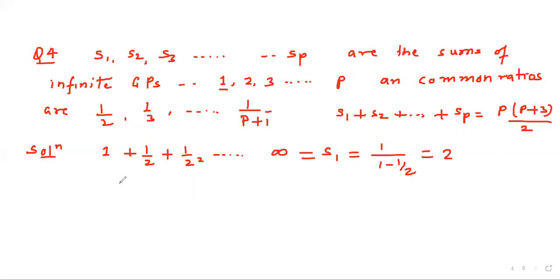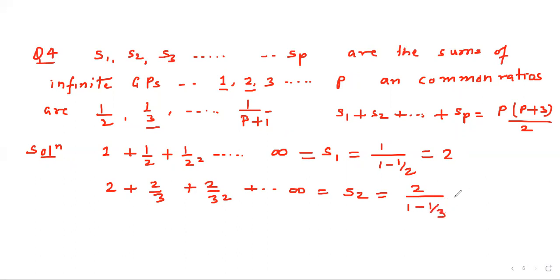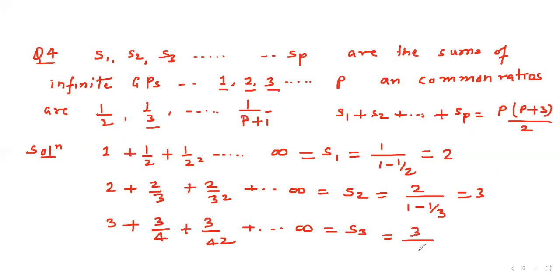Now, S2 has first term 2 and common ratio 1 upon 3. So 2 plus 2 upon 3 plus 2 upon 3 square plus dot dot to infinity, which is equal to S2. And here it will become 2 upon 1 minus 1 by 3, and that will give 3. Similarly, we write S3. S3 has first term 3 and common ratio 1 by 4. So 3 plus 3 by 4 plus 3 by 4 square till infinity, which will become 3 divided by 1 minus 1 by 4, and it will get 4.